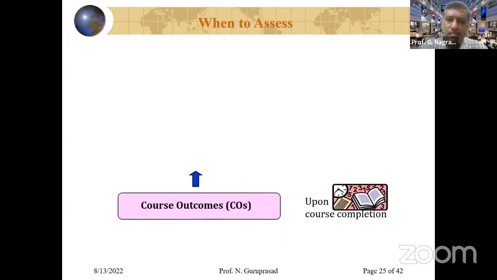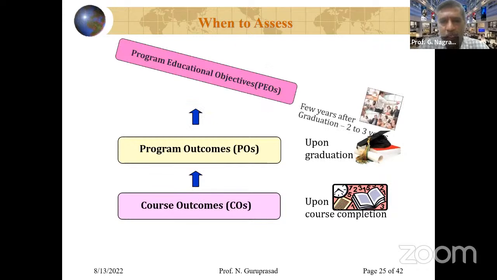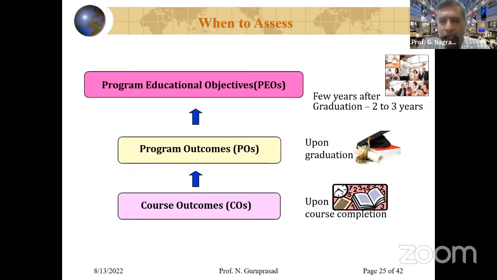Now, this is the place where we assess the different outcomes. Course outcomes are assessed at the end of the course completion. For example, you have a typical 5 to 6 courses in a particular semester. At the end of the semester, we assess every individual student's performance with respect to every individual course. It happens for various courses spread over 8 semesters, because engineering is a 4-year curriculum. And then at the end of 4 years, we end up assessing the program outcomes of the student.